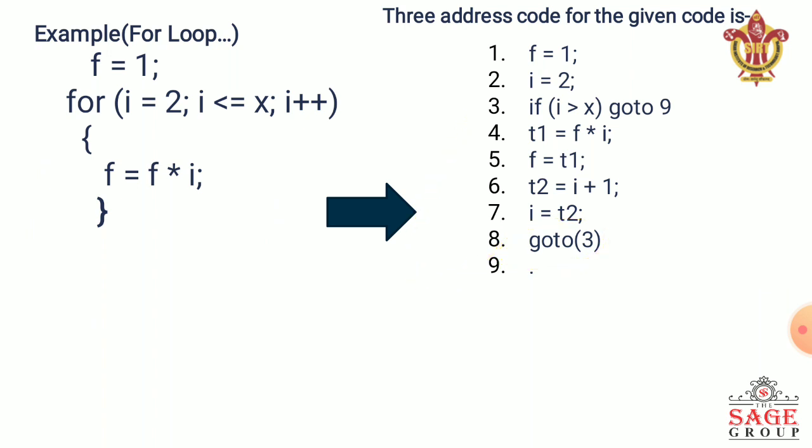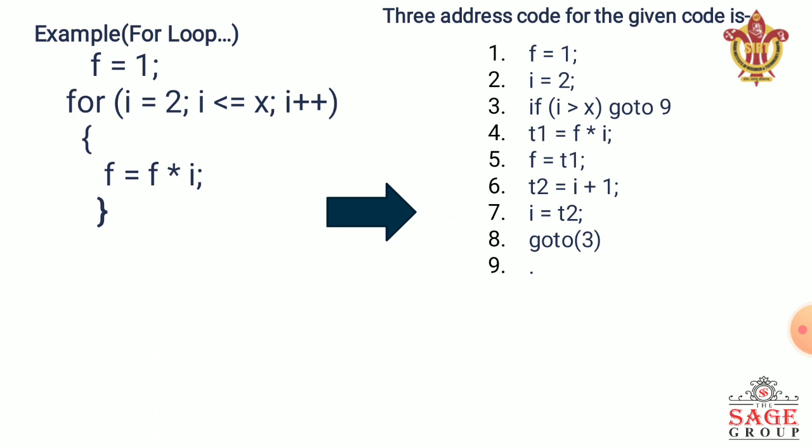If the condition is true, we go to the next part of the program, and if the condition is false, we enter the loop.